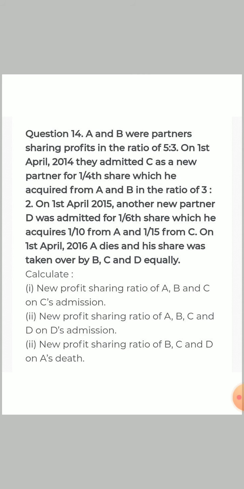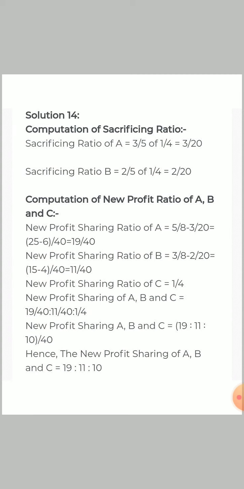Firstly, we have to calculate the ratio between A, B and C. C has to get 1/4 share which he is getting from A and B in 3:2. That means A will sacrifice 3/20 and B will sacrifice 2/20. A's old ratio is 5/8 and he gave 3/20, so he will have 19/40. B's old ratio is 3/8, he gave 2/20, so it will be 11/40. C's share is 1/4, which we can write as 10/40. So the new ratio between partners will be 19, 11 and 10.